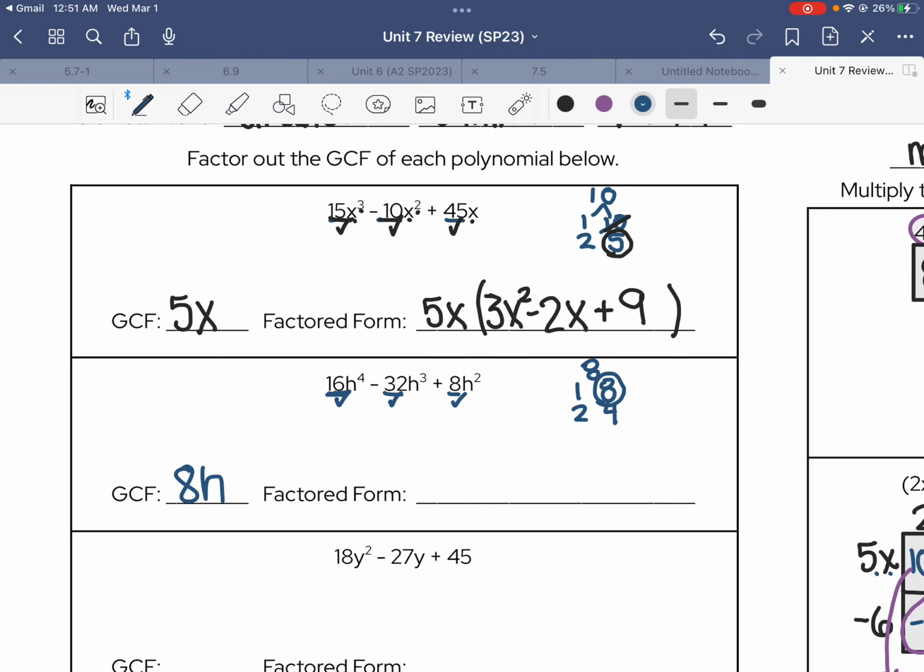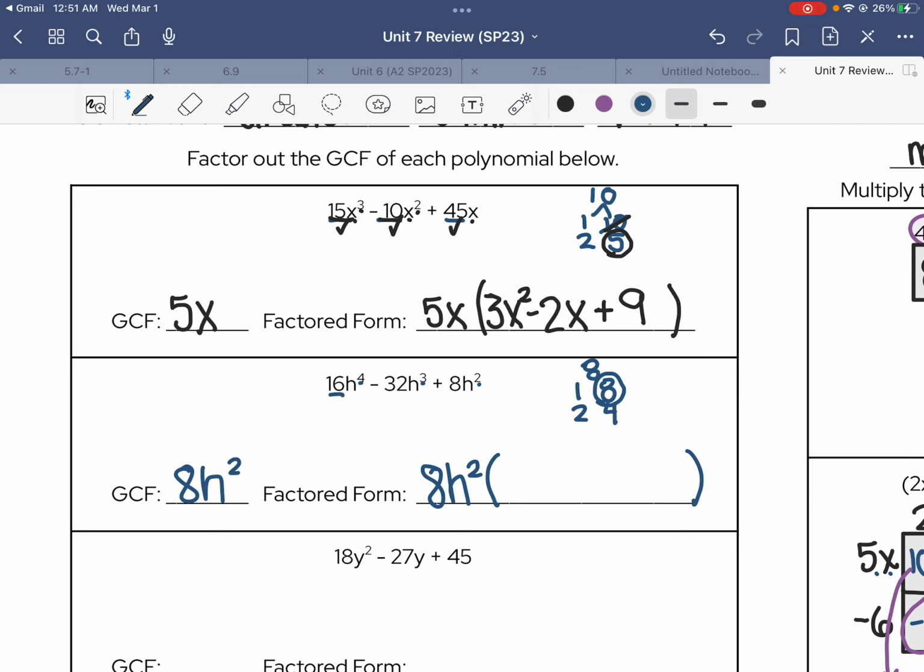But what happens if I only take away an h is this one's still going to have one left, because instead of just taking out h, I can actually take out h squared. Because if this one has 4, this one has 3, and this one has 2, I can take away 2 from all of them. And remember that G stands for greatest, so you want to take out the most you possibly can. Now that I have that decided, I'm going to go ahead and write 8h squared in front of the parentheses.